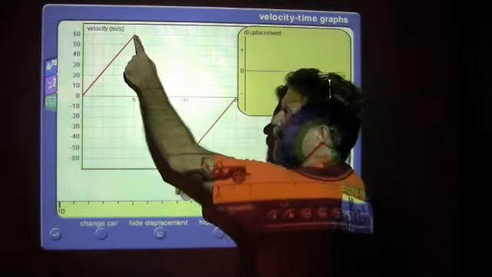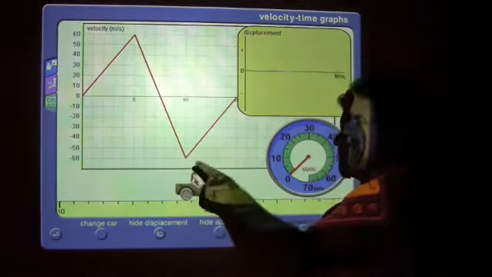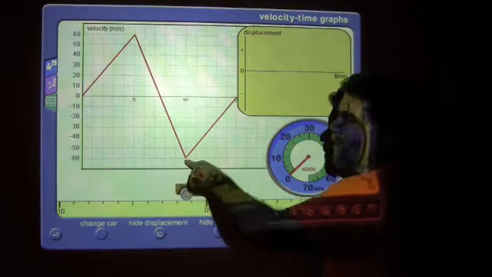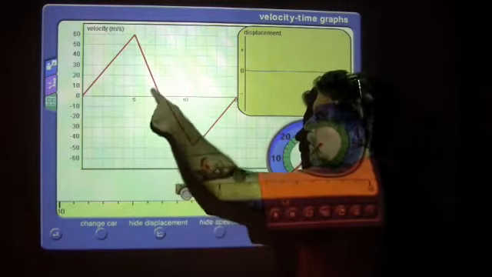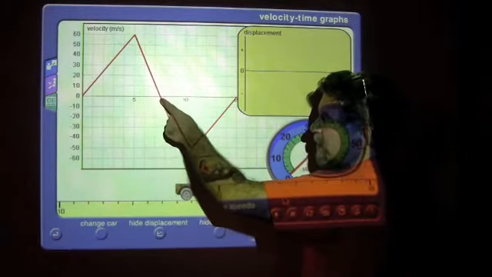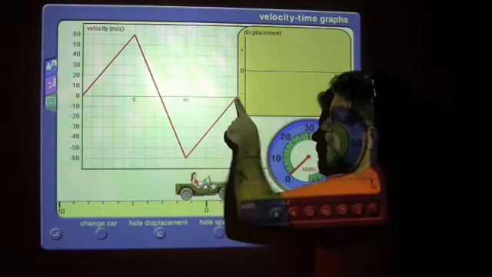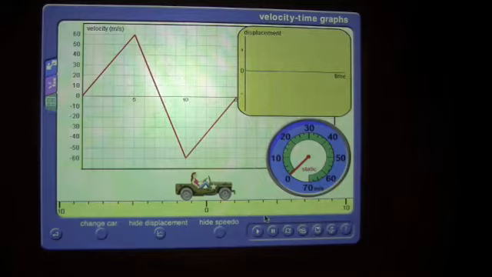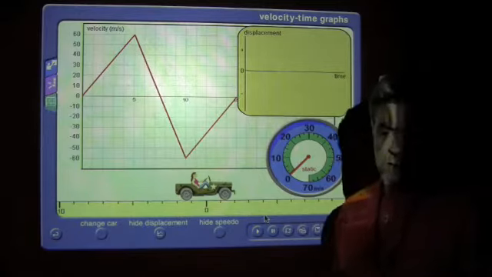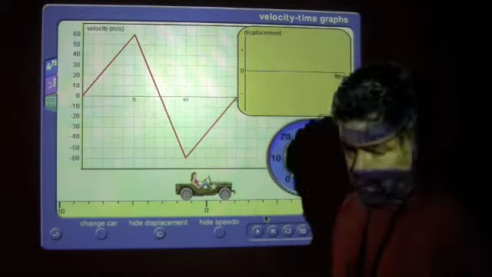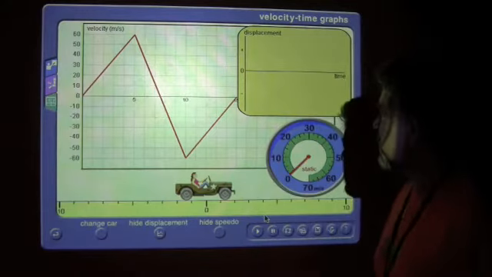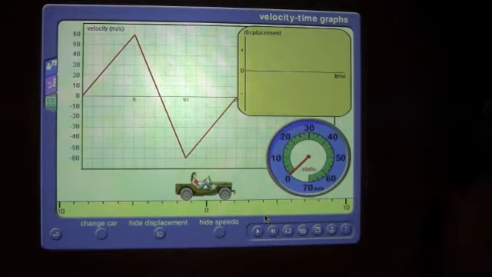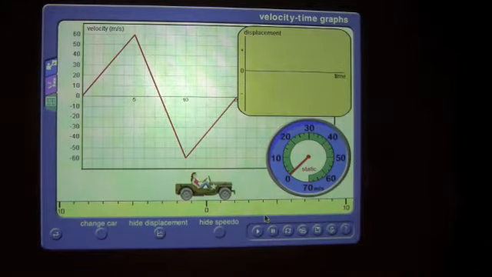This means it's the positive steepest it gets. That means it's the negative steepest it gets. And then right in here, the question is what's happening there. I want you to think about that. And then you end up back at stopping again, so it's zero slope. So pause this and predict what you think the displacement versus time will look like.